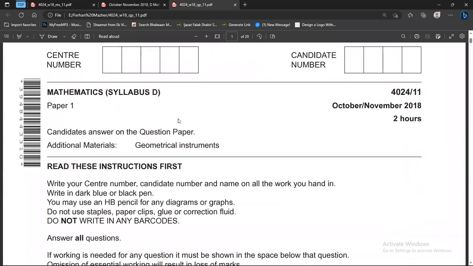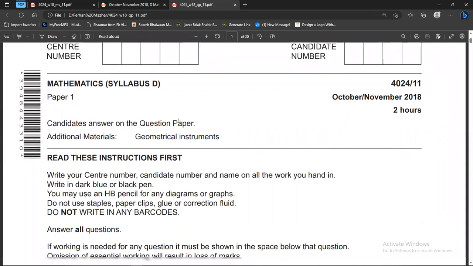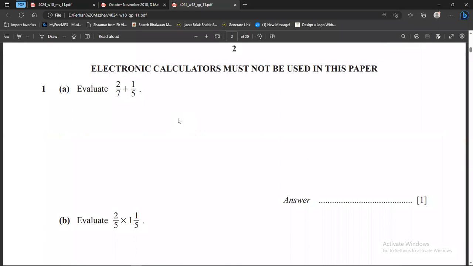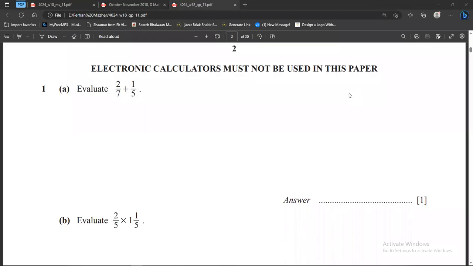So here we have the 2018 October November paper 1. Question number 1 is showing up on your screen. He says evaluate 2 by 7 plus 1 by 5. So here we have two fractions and we have to add them.